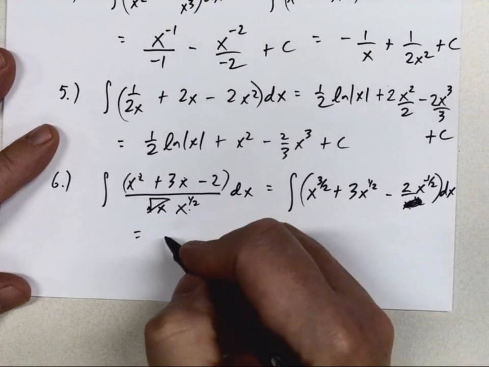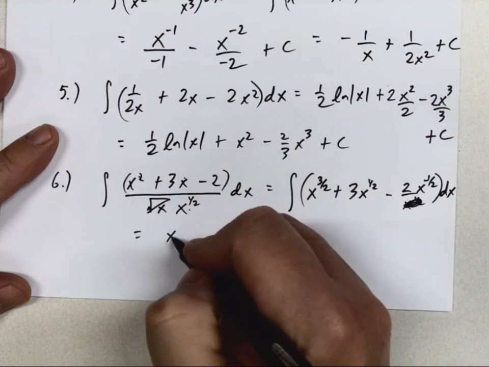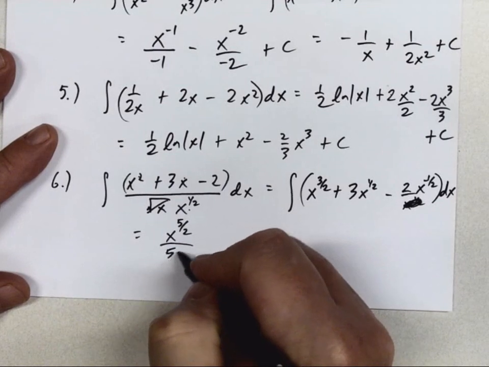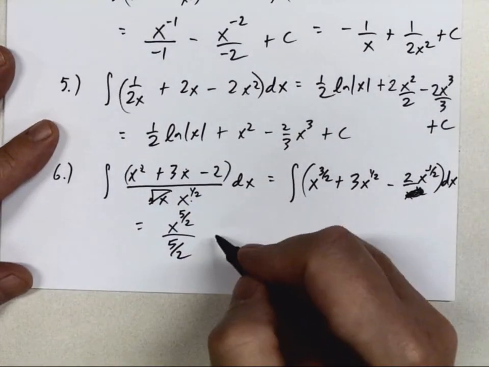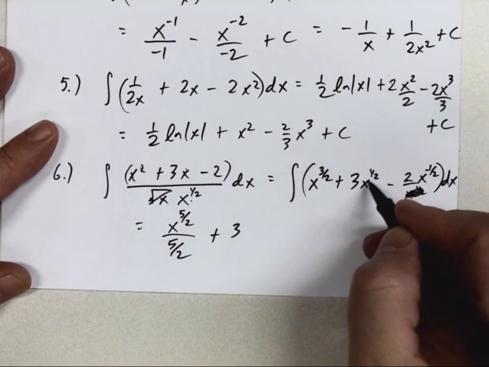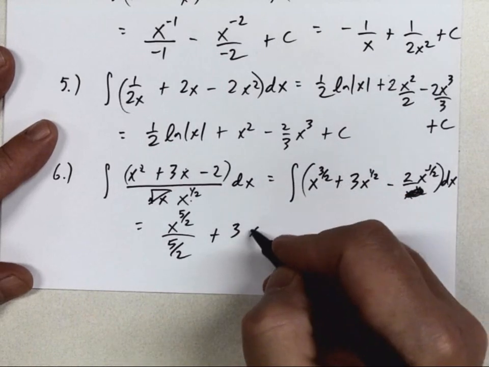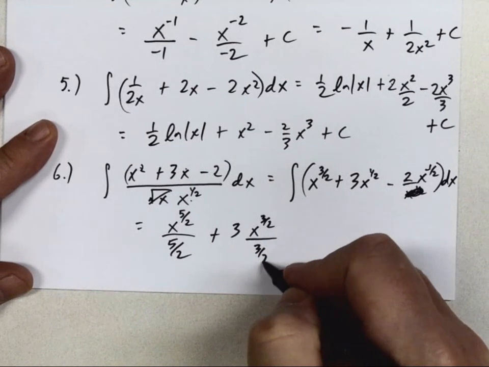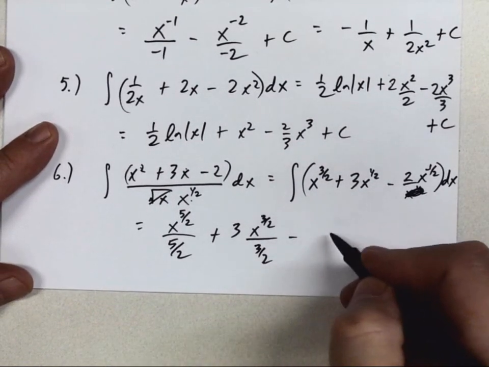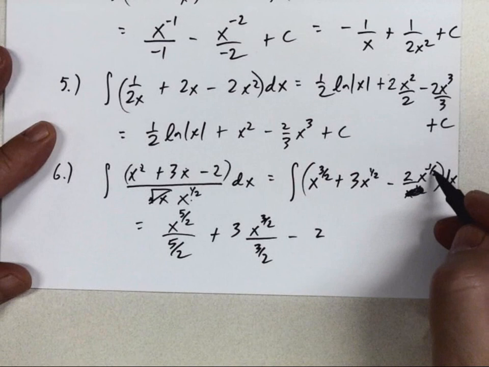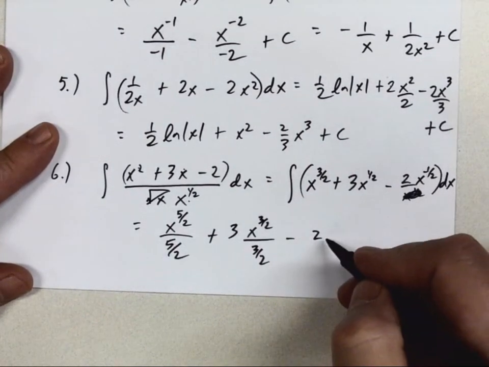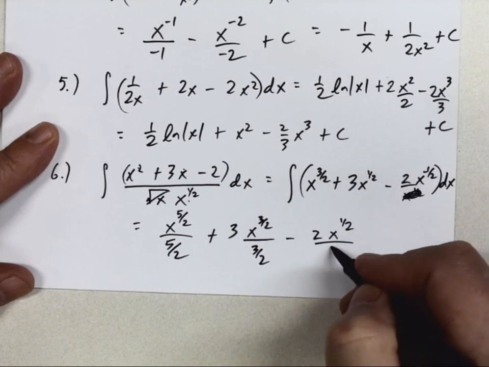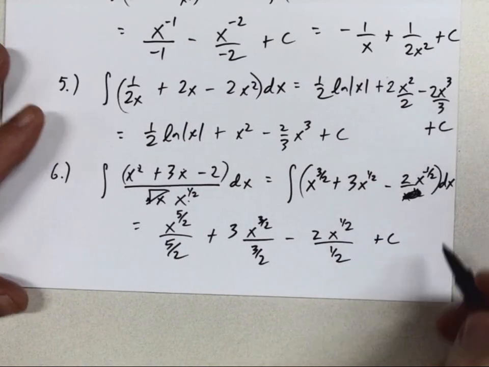So this first one, you add 1 to the exponent, it's going to be 5/2. So the 5/2 goes in the bottom. Plus 3, x to the 1/2, add 1 here. x to the 3/2 goes in the bottom. Minus 2. So this is x to the negative 1/2. So when you add 1, it's 1/2. So 1/2 in the bottom.